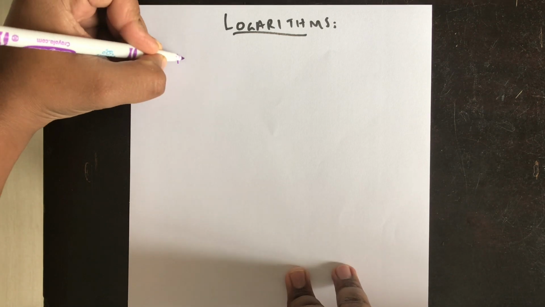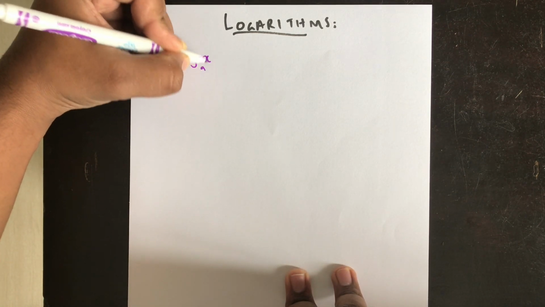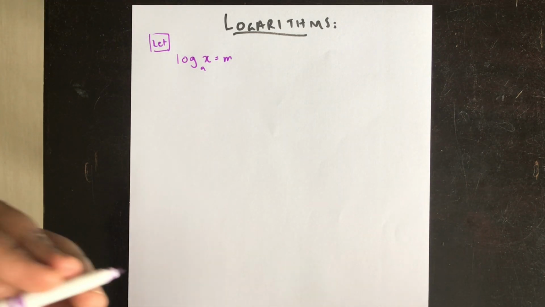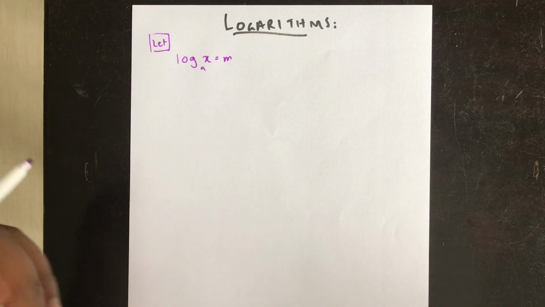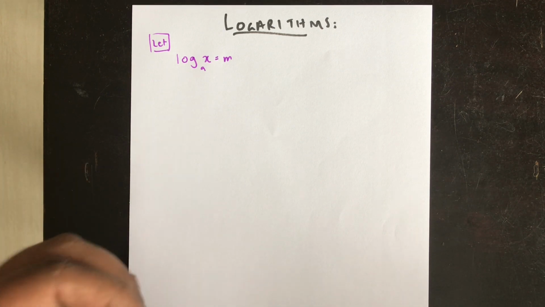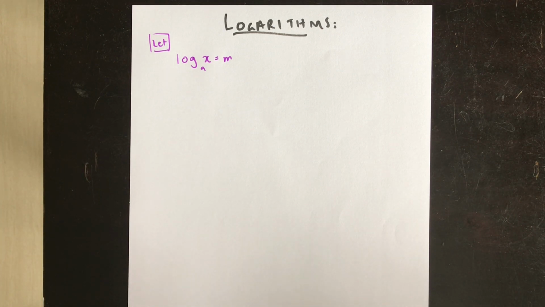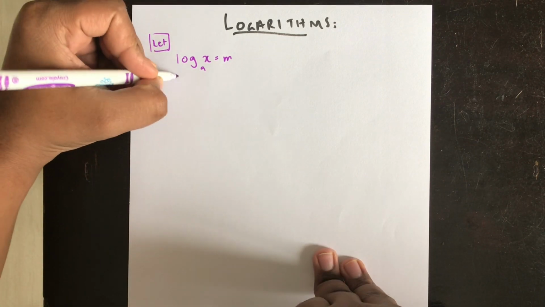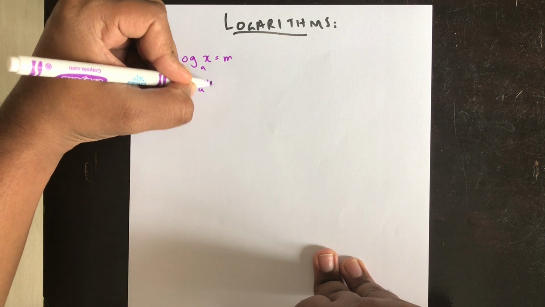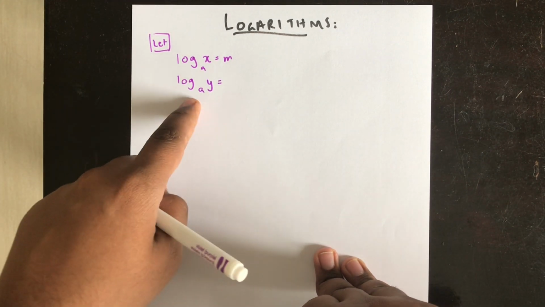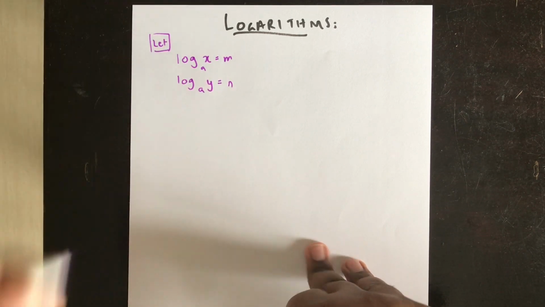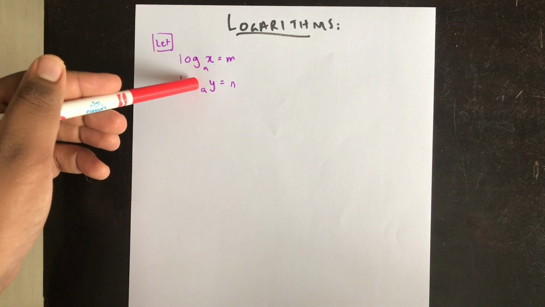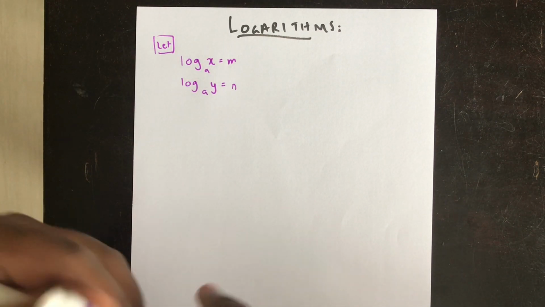Let log x to the base a be equal to m. I'm doing this so that we are able to derive the formula. I don't want you to really remember it or cram it, but I actually want you to understand it. So let log x to the base a be m, and let log y to the base a be equal to n. Notice that my a's are the same for both logs. x and y are different, m and n are different.